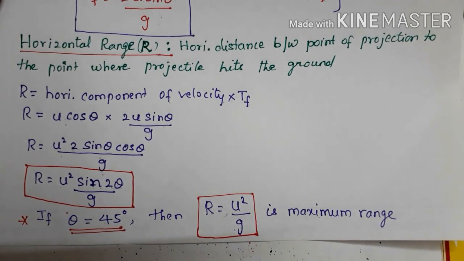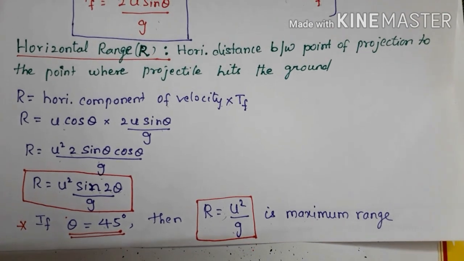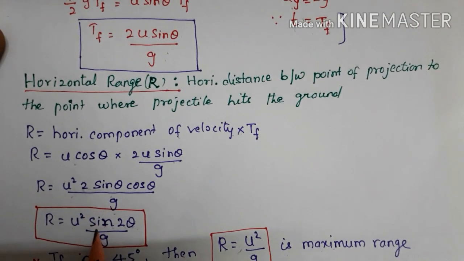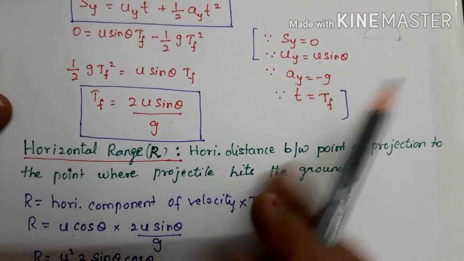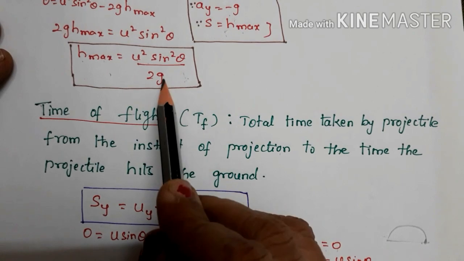Okay, thank you children. This might be a 5-mark question. Each and every formula is important to work out numerical problems, right? Range is u square sin 2 theta by g, time of flight is 2u sin theta by g, and maximum height is u square sin square theta by 2g.